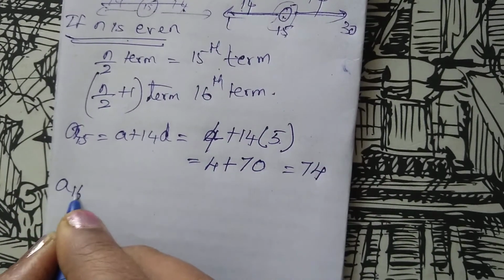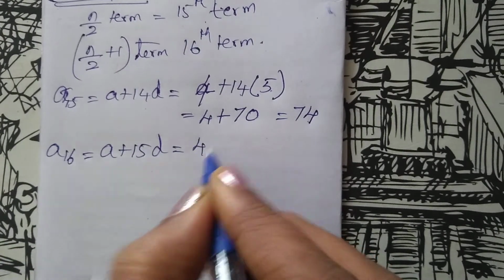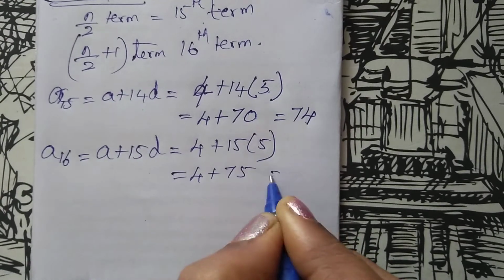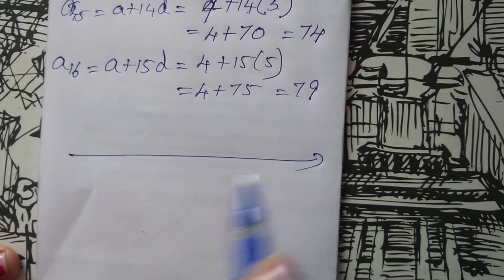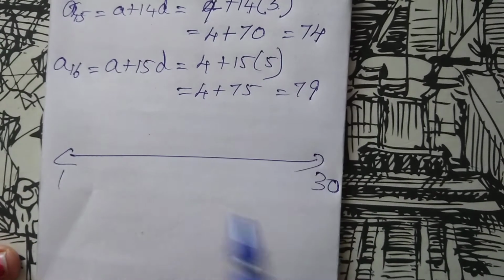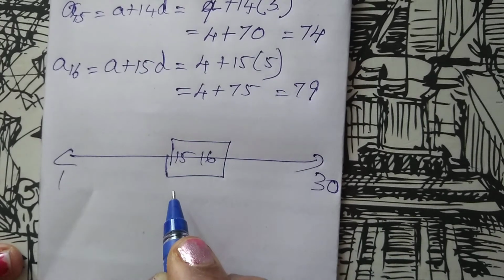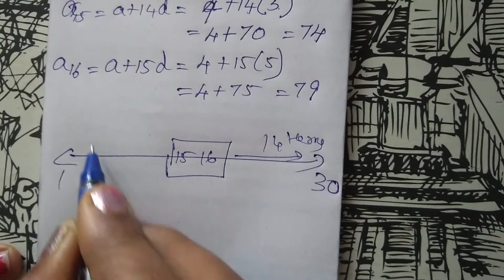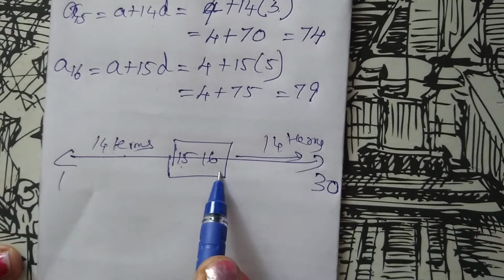Then we have to find A16 also. That is A plus 15D, that is 4 plus 15 into 5, which is 4 plus 75, 79. Okay. So now you can see, when you take the total terms 30, 1 to 30, we have the middle terms to be 15 and 16. So you can see here 14 terms, here also 14 terms. So 14 plus 14, 28, 29, 30. That is why we are doing this.